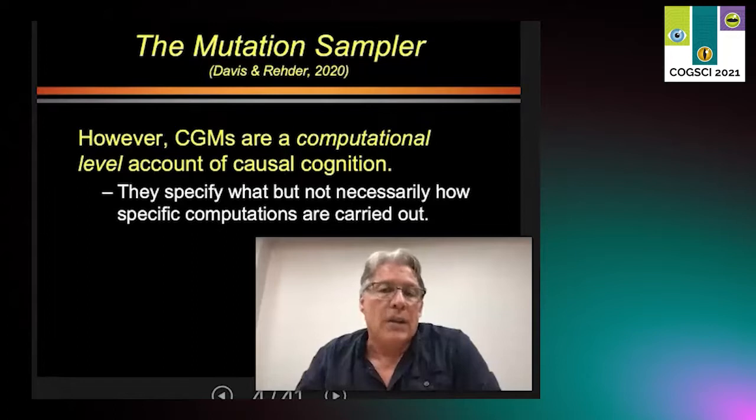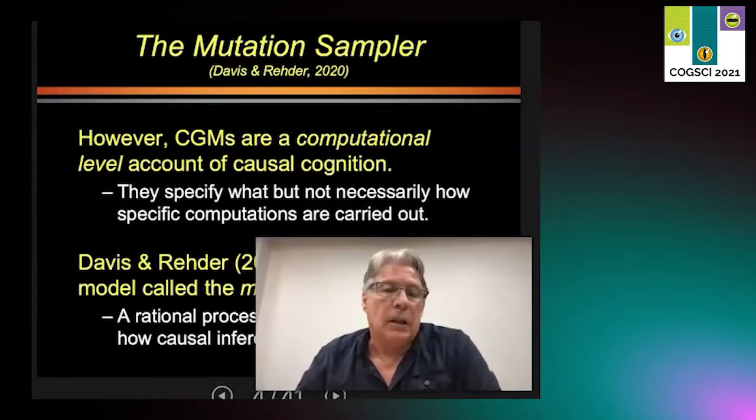However, causal graphical models have a limitation, which is that they are a computational account of cognition. They specify what, but not necessarily how, specific computations are carried out. In response, last year Zach and I published a paper in which we proposed a new model called the mutation sampler that specifies the mental processes via which causal inferences are drawn. Notably, the mutation sampler is an example of a rational process model, a model that yields normatively correct answers when infinite cognitive resources are available, but begins to make errors when limitations on those resources are introduced.